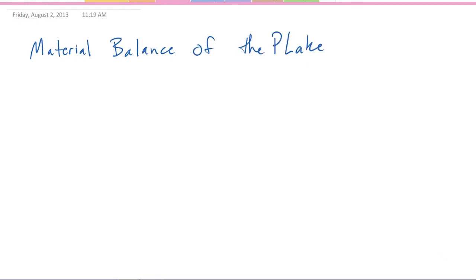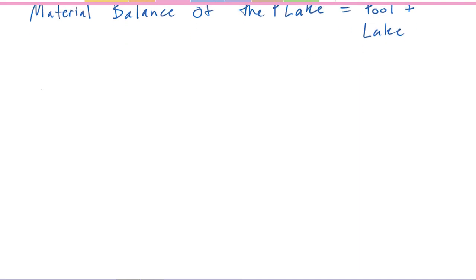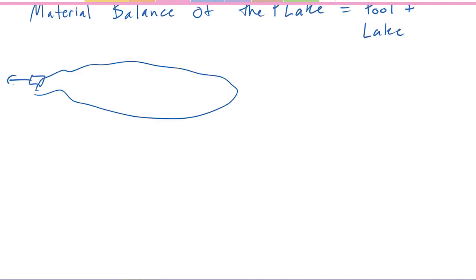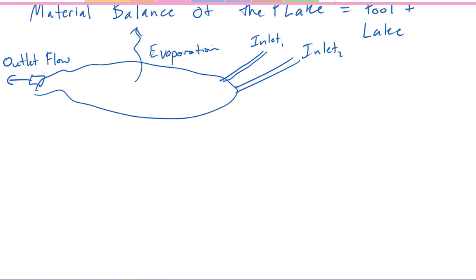Now that we've discovered our inlets and outlets to the lake, we're going to do a material balance of the lake, or mass balance. We actually call it a plake, which is a pool plus a lake. I'm going to go ahead and draw a diagram of the lake with the outlet flow and the two inlet flows that we had coming in. The two streams are right next to each other. And then we also have evaporation. That could also affect the level of the lake, and maybe seepage as well.